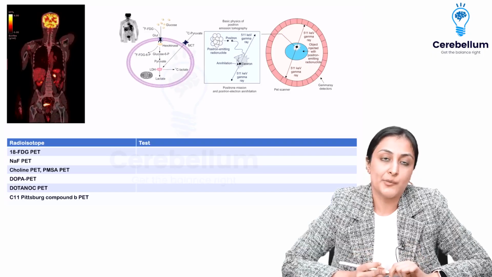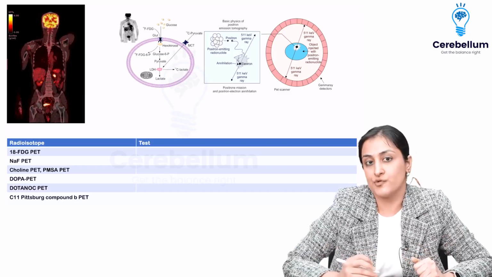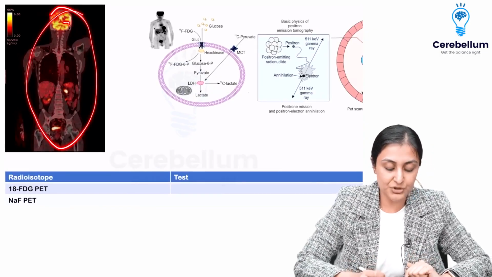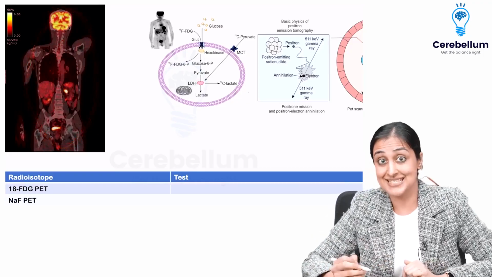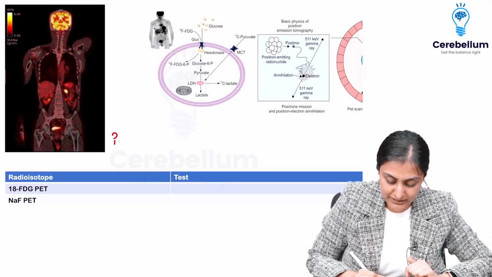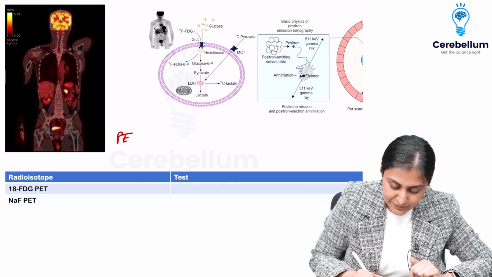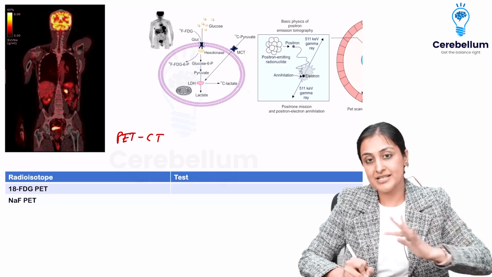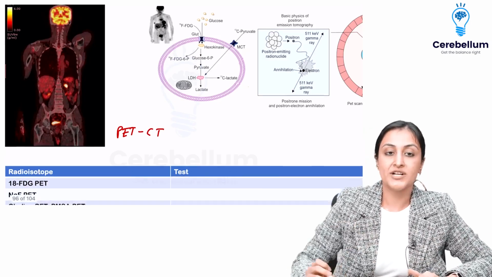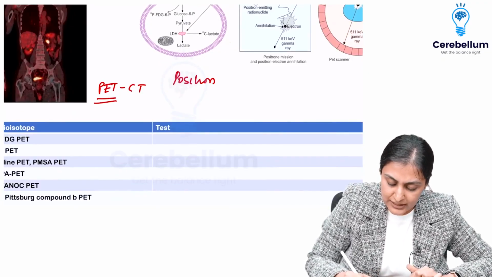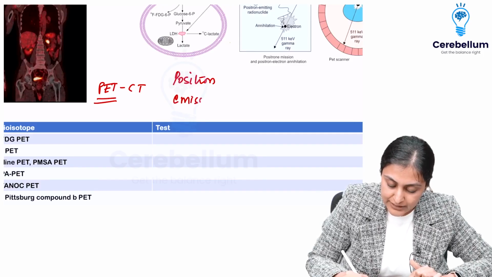So now we talk about PET scan. Again, lots of questions come from PET scan. So what you can see here is a combination of not just PET but also a CT alongside, which is done most commonly. So this is what we call a PET CT. It's a hybrid investigation of nuclear medicine as well as radiology. What does PET stand for? So PET stands for positron emission tomography.